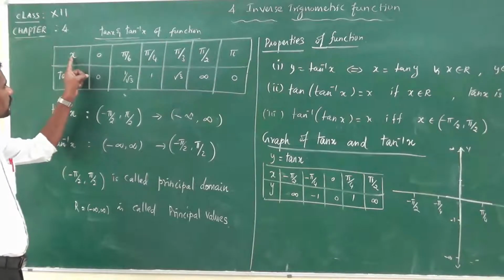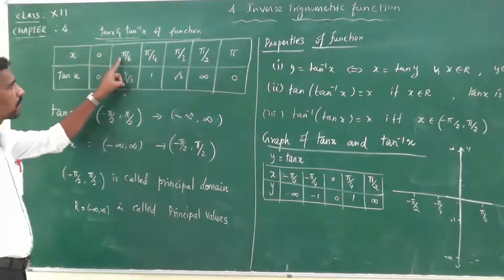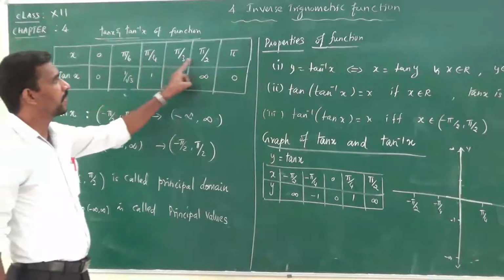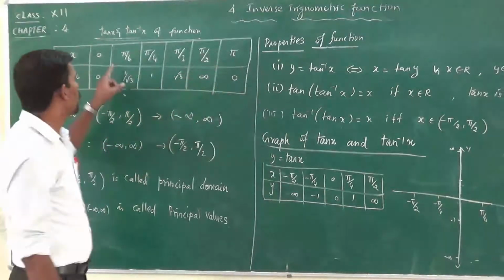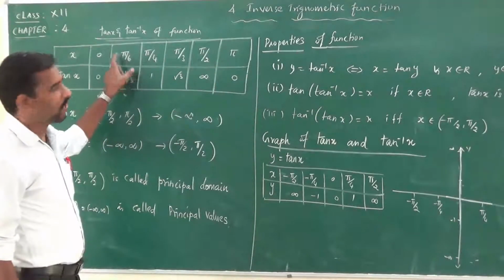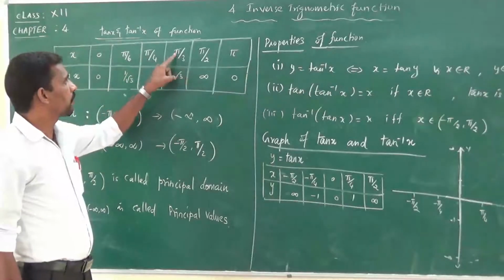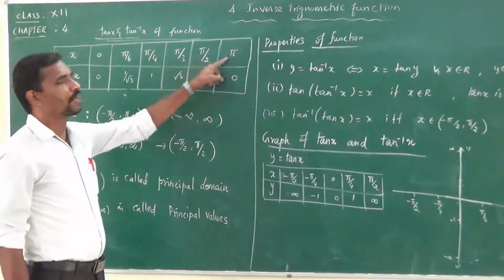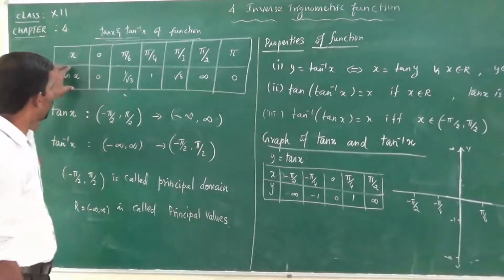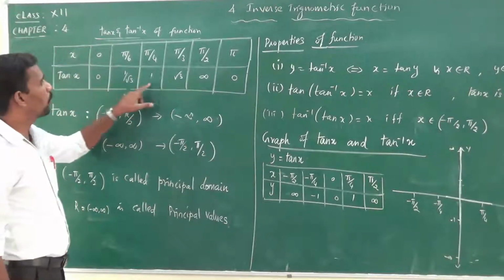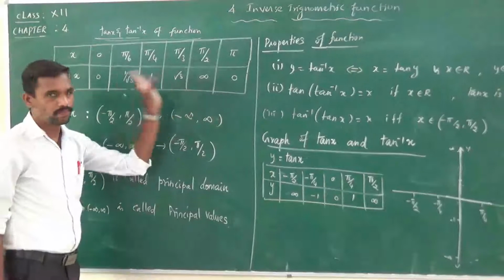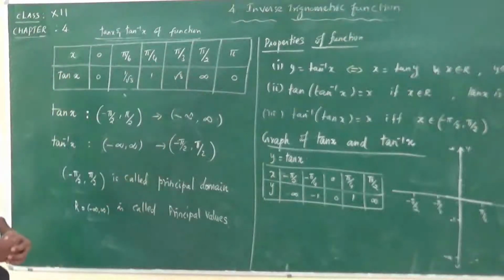You see x is 0 degree, 30 degree, 45 degree, 60 degree, 90 degree and 180 degree. So 30 degree is nothing but pi by 6, 45 is nothing but pi by 4, and 60 degree is nothing but pi by 3, 90 degree is nothing but pi by 2, pi is 180 degree. What is the expected value of tan x? 0, 1 by root 3, 1, root 3, infinity, 0. These are the trigonometric table values.